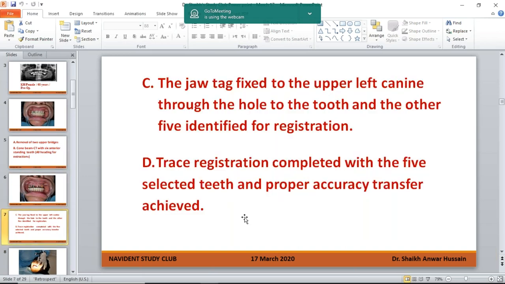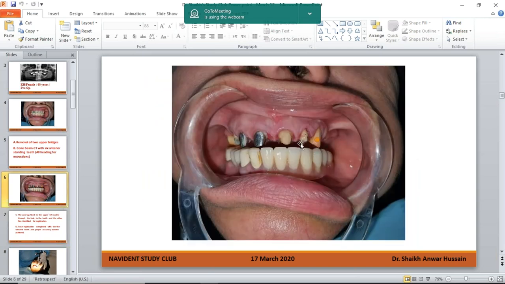Then my plan was, again, the jaw tracker was fixed to the upper left canine, to the hole, and the other 5 teeth after the cone beam CT were identified for registration. All the 5 teeth, these other 5 teeth that you see, were identified for registration.